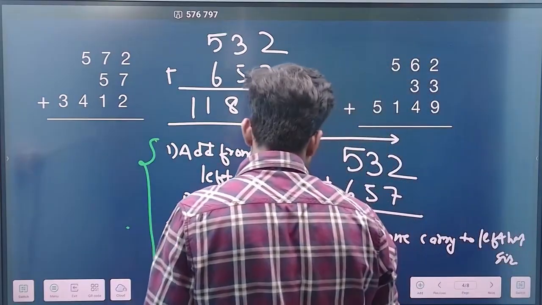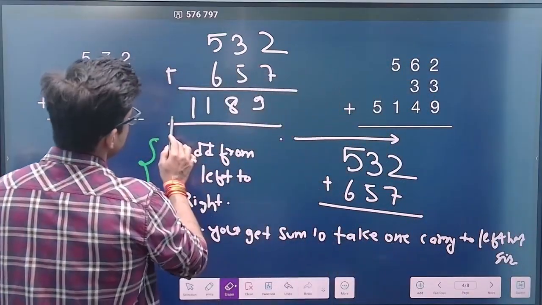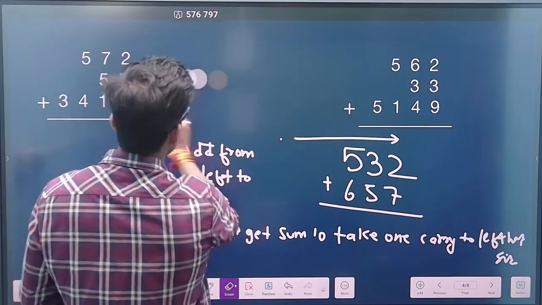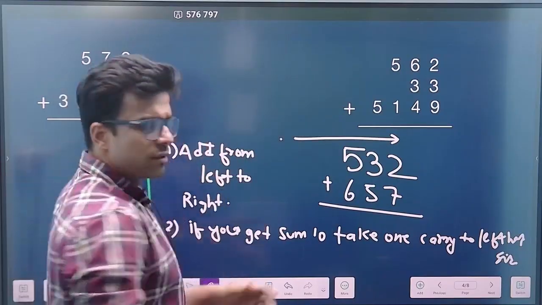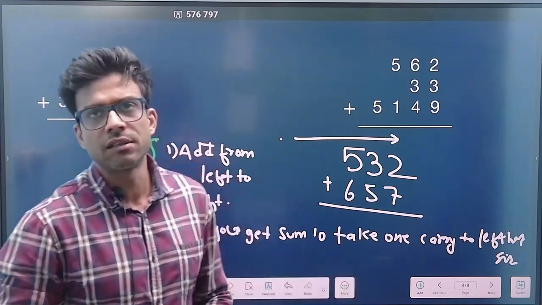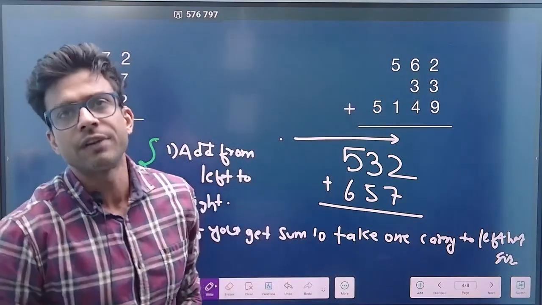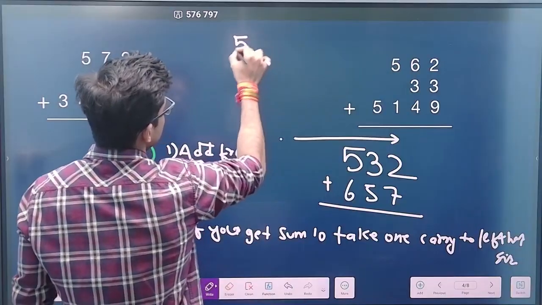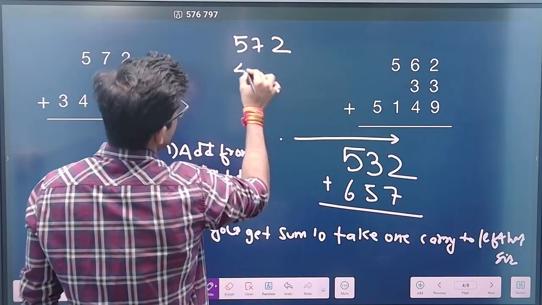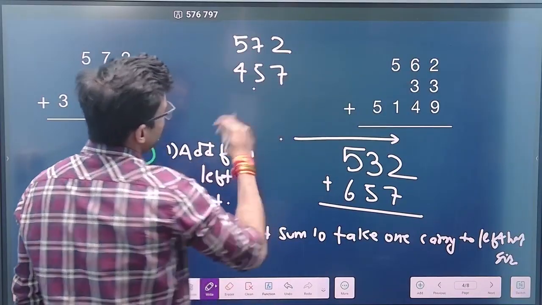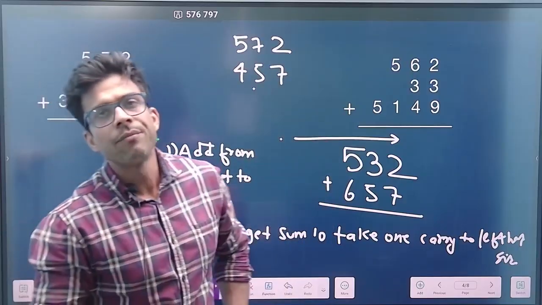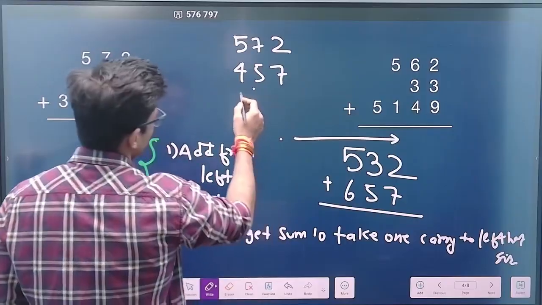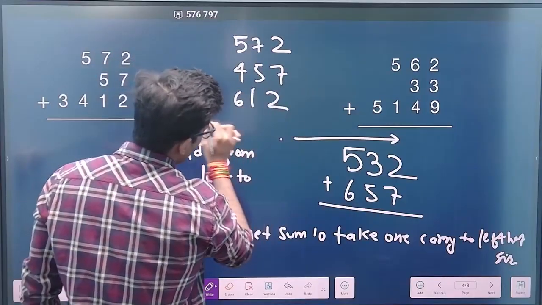Okay, then we'll come to this side. Let me erase it and take some other problem so that it will make things clear. You can also comment, sir, take this number. Suppose I take the number 572, and I take 457. Let's take one more number, 612. My point is to add these numbers.